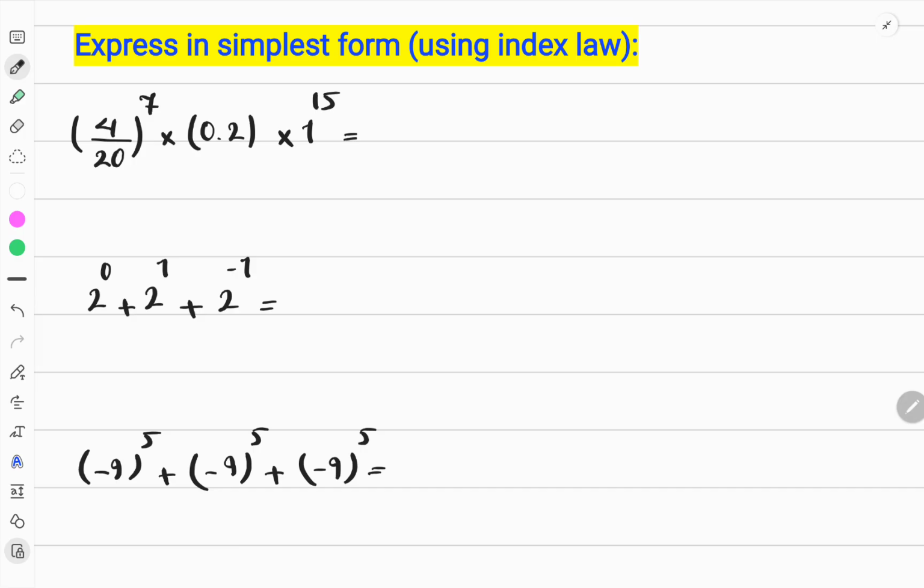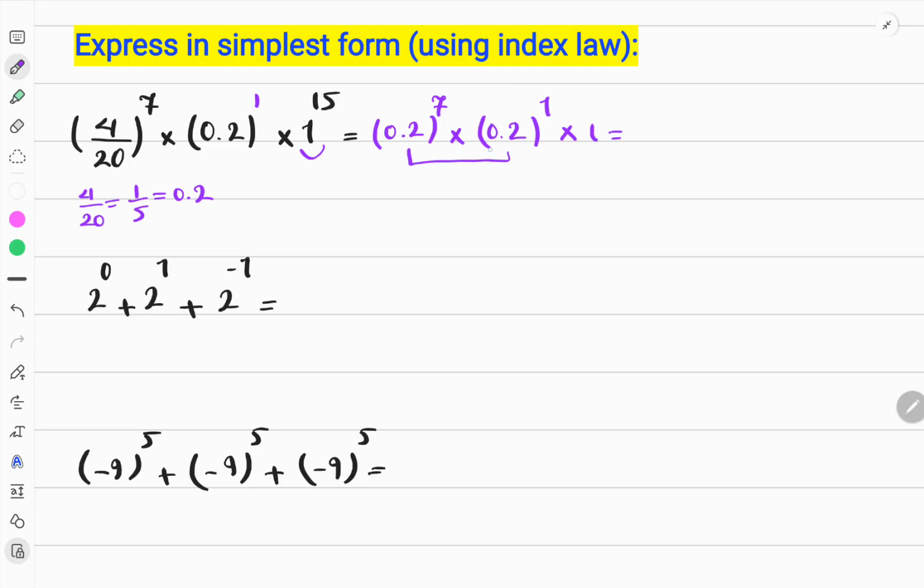Let's get started. As you can see, we are going to express these questions in simplest form and find the final answer. Okay, for the first one, I'm gonna simplify 4 over 20. It can be written as 1/5 or 2/10 because I need to change the base in order to find common bases. Okay, so 2/10 raised to the 7 times 2/10 raised to the 1 times 1.